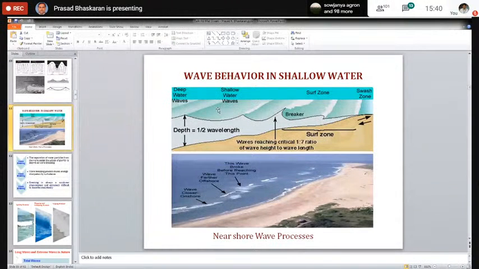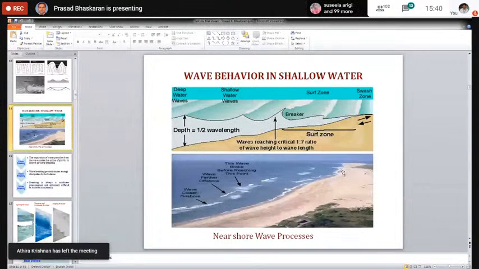So this slide also gives you an idea about the wave processes. You can see that these are called the breaker zones. This is very clearly visible when you go to the beach. The breaking of these waves can be defined by using a number called the surf similarity parameter. It is also popularly called the Iribarren number. So the Iribarren number basically can tell you the type of breakers.